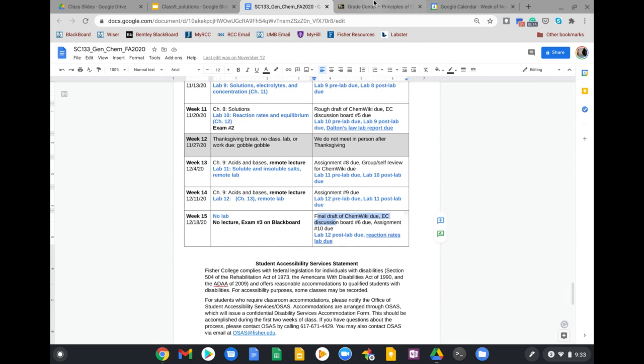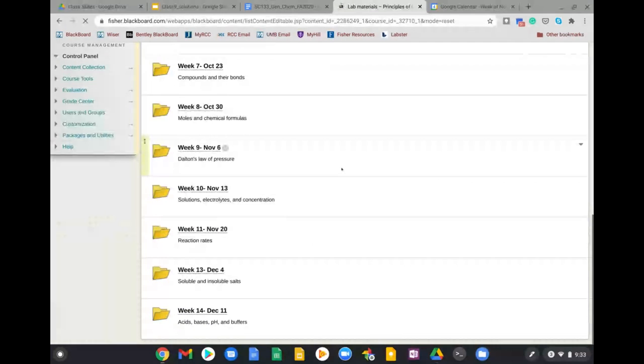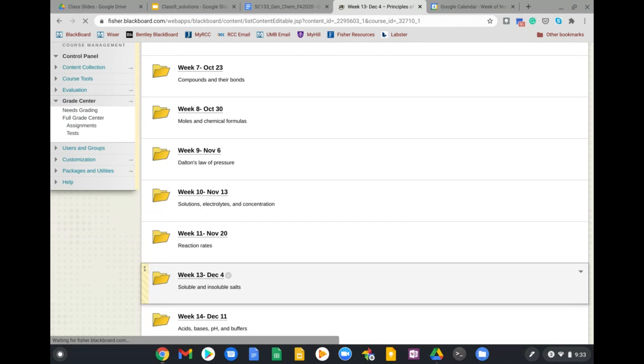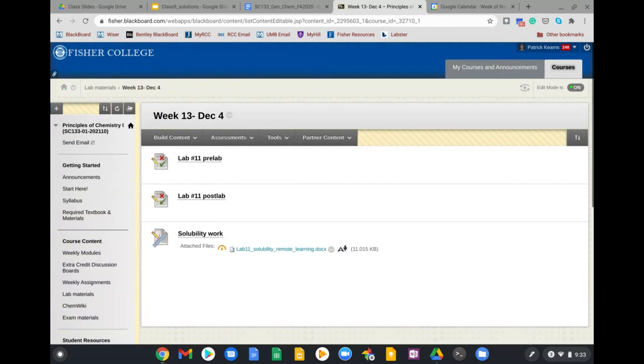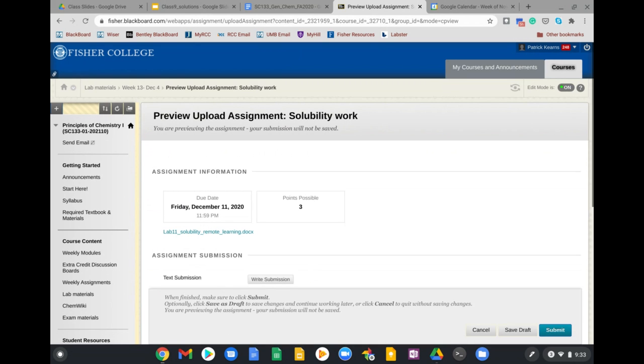In terms of lab materials, I just wanted to make a quick mention of that. So we hop on down to week 13, which is soluble and insoluble salts. There is the standard pre and post lab here, just the standard questions. And then there is an actual solubility worksheet for you to turn in. So you download this, you answer some questions, and you turn it in here. It gets you 3 points just for doing it, just to show you're working.